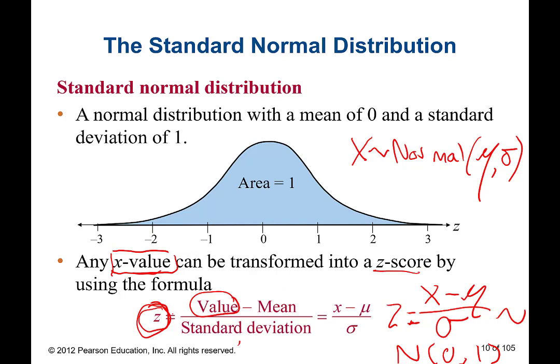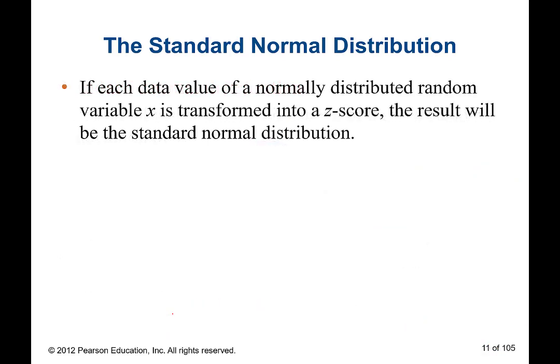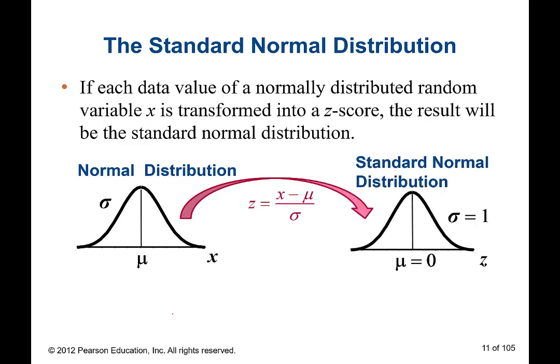So what this means is that if we have a standard normal table, we can look up probabilities for any normal distribution we please. So if each data value of a normally distributed random variable x is transformed into a z-score, the result is the standard normal distribution with a mean of 0 and a standard deviation of 1. Now I've crossed those two out because that mu and sigma are different than your original mu and sigma.